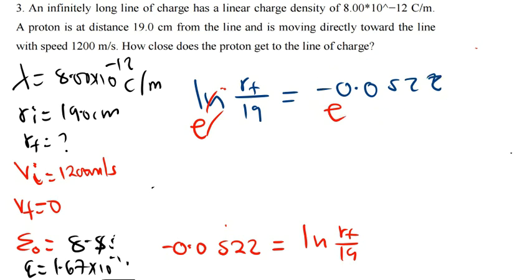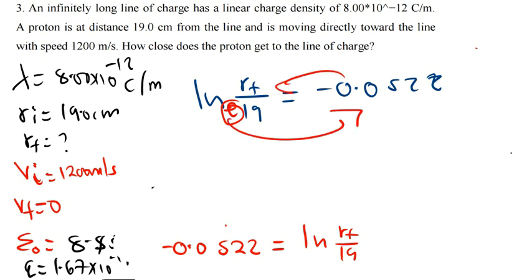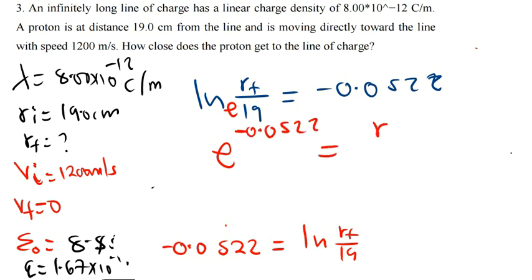If you don't want to do that, you can use this property. This is in base e, so it is e raised to the power of what is outside is equal to what is inside. So e raised to the power negative 0.0522 is equal to RF divided by 19. Then you just punch on your calculator, shift where there is ln, that's where e is, then negative 0.0522. So it is giving me 0.949, which should be equal to RF divided by 19.